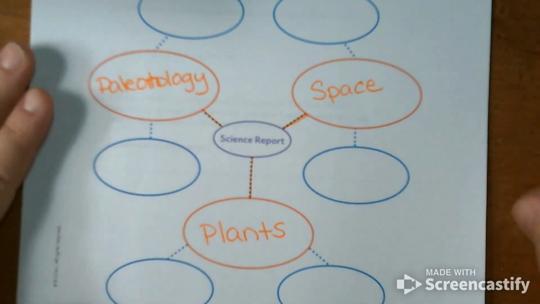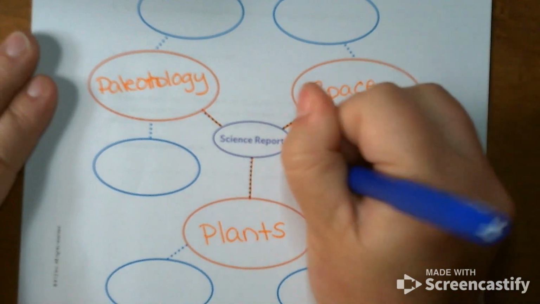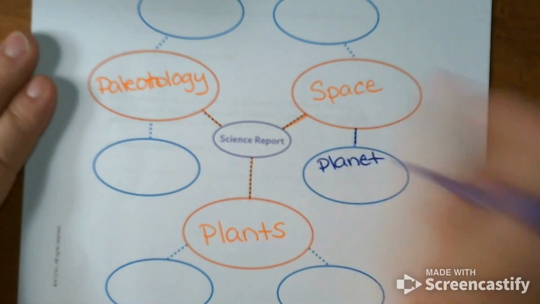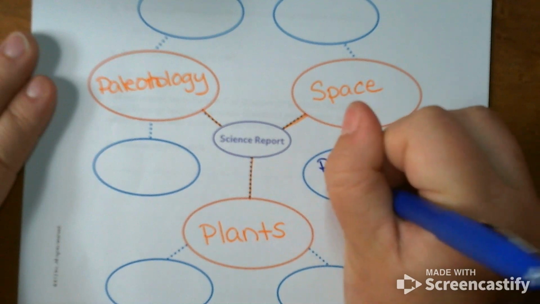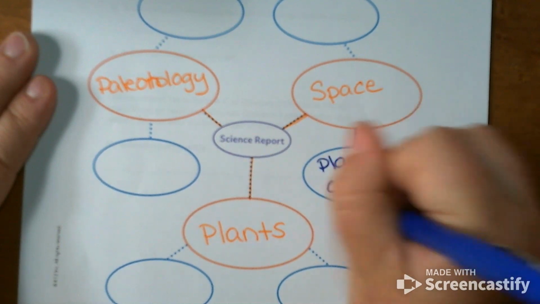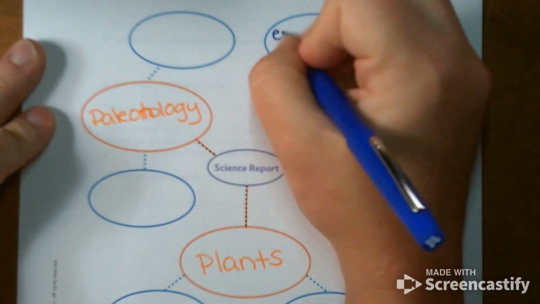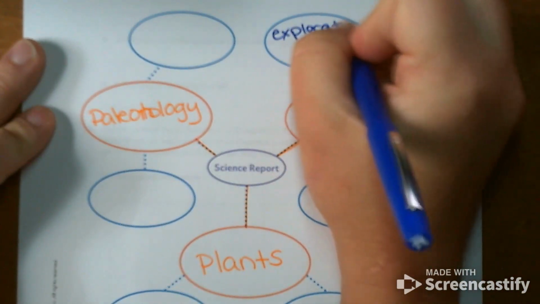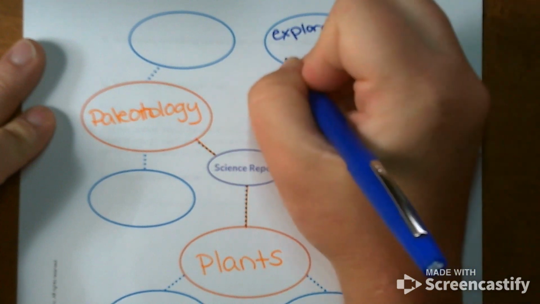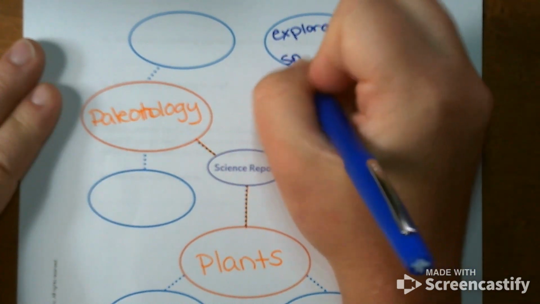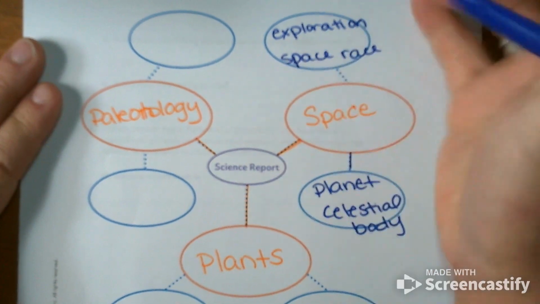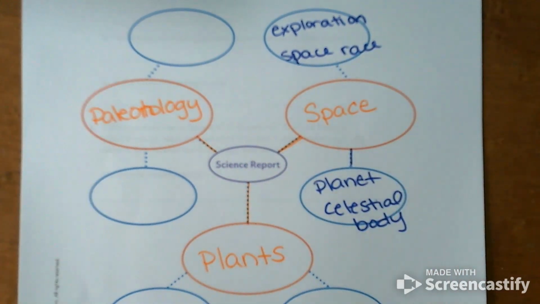Okay. So in space, you could choose a planet or a celestial body. Something that interests you. Okay. In space, you could do the exploration of space or the space race. Okay. These are just examples. These are not your only choices. You are able to choose whatever topic you like as long as you're able to write a nonfiction research paper on it and it interests you.